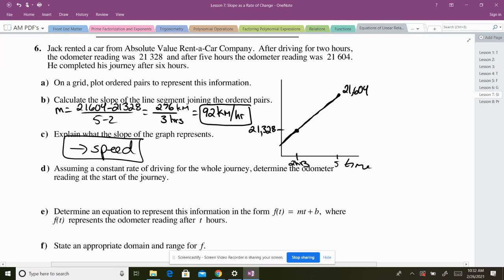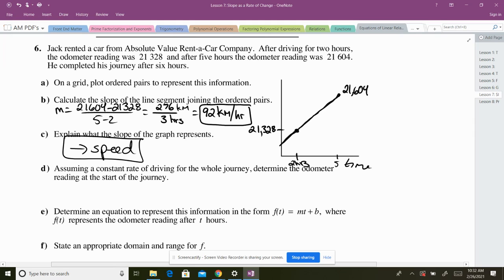Are we okay with that? Find the slope. If you put the units in, it'll yell at you basically what it means. Kilometers per hour is the speed. All right. Assume you drive at a constant journey, i.e. a straight line. Determine the reading at the start of the journey.